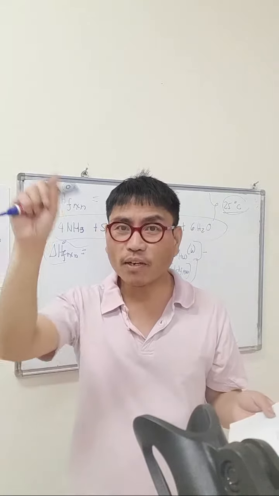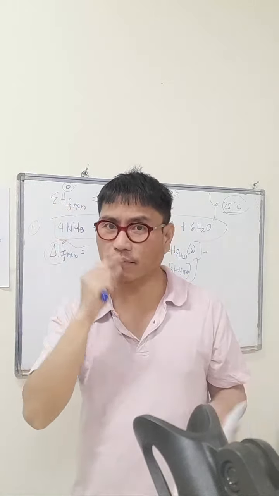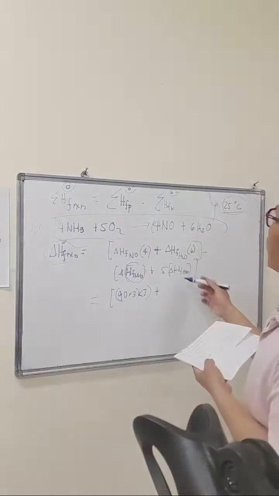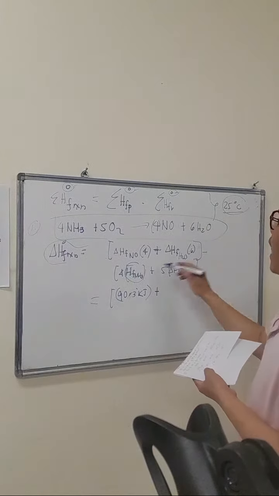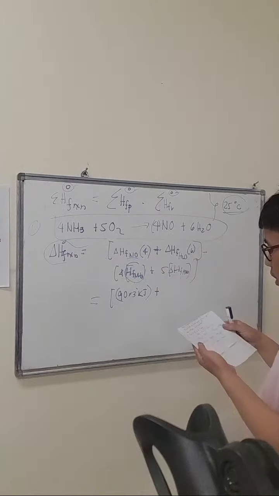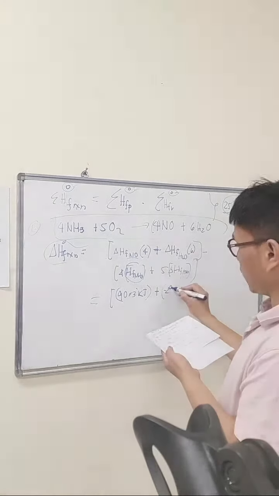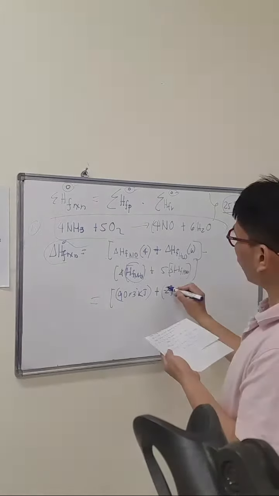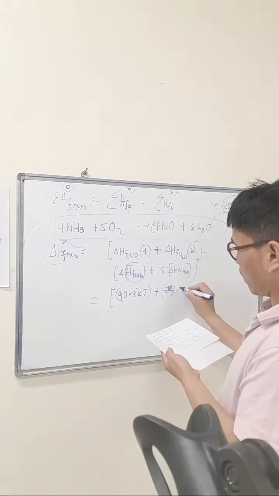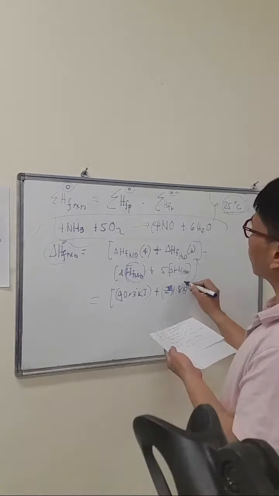Things like that, you need to be particular in the unit. Okay? So then for water, we have negative 241.8, 2 times 241.8. Okay, kilojoules.